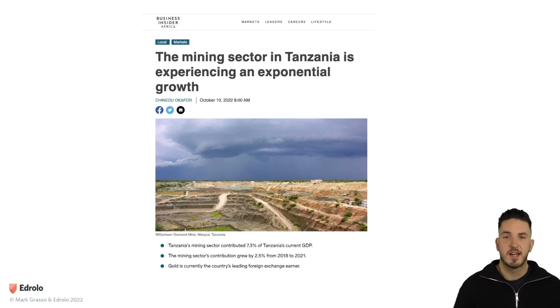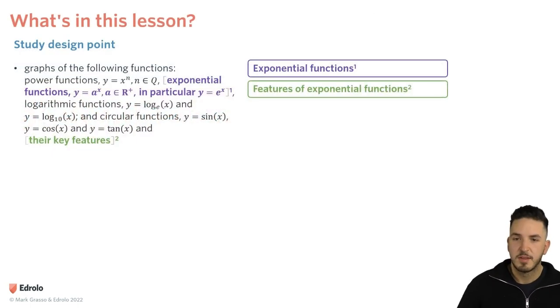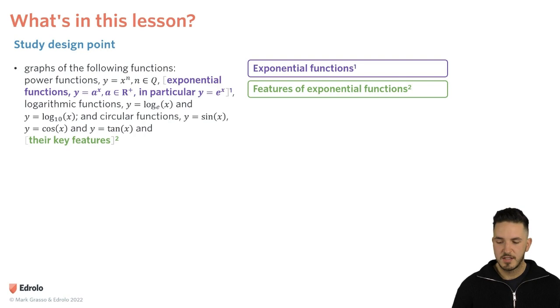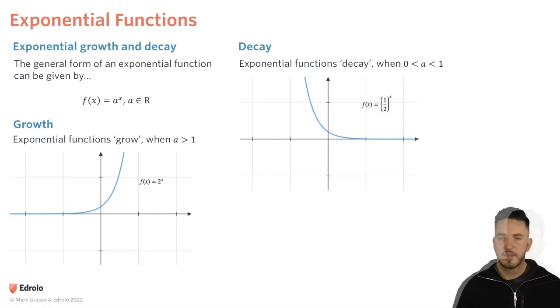But we want to see what it actually looks like mathematically. What is exponential growth? What is exponential decay? That's something we're going to be looking at in this lesson. So sketching exponential functions: we're going to be looking at what the exponential function is and the features of these functions, growth and decay. The general form of an exponential function can be given by f of x equals a to the power of x, where a is an element of R, a real number.